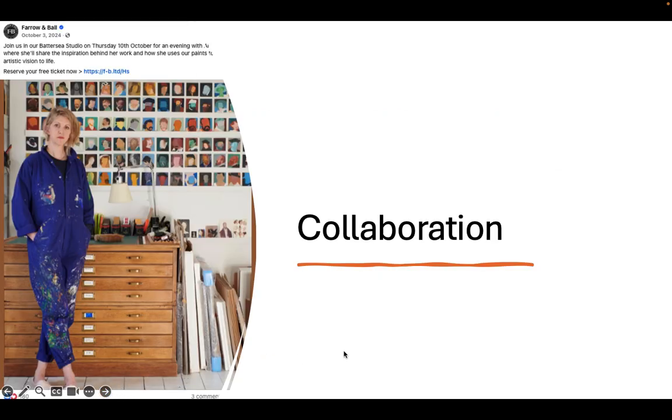One of the collaborations that Farrow and Ball did was with a local artist in their area, where they said, join us in our Battersea studio on Thursday for an evening with, and I've cut off her name by accident, where she'll share the inspiration behind her work and how she uses our paints to bring artistic vision to life. So it's quite interesting that an artist uses their paints. So those are just some ideas.